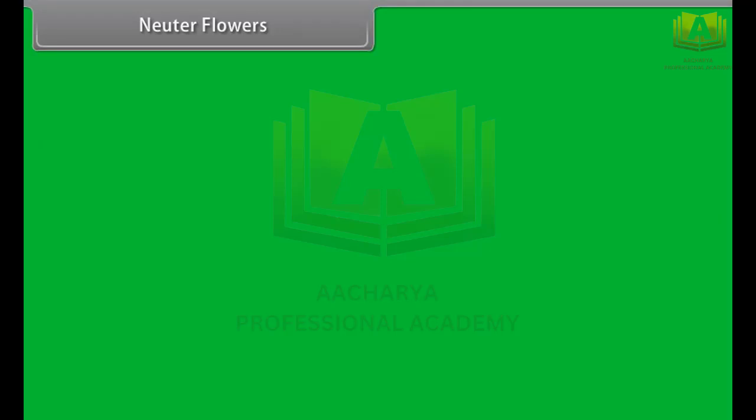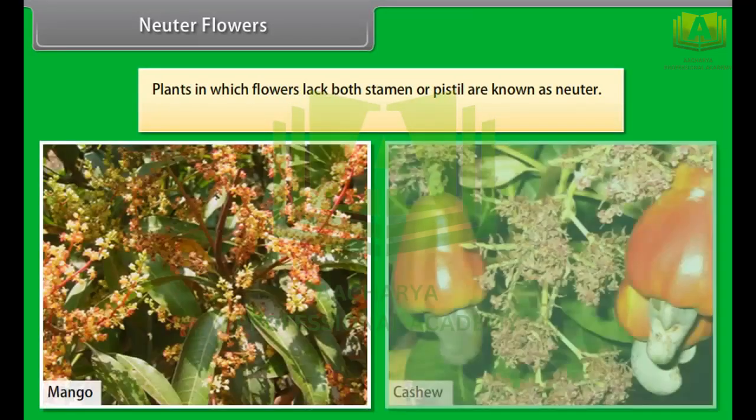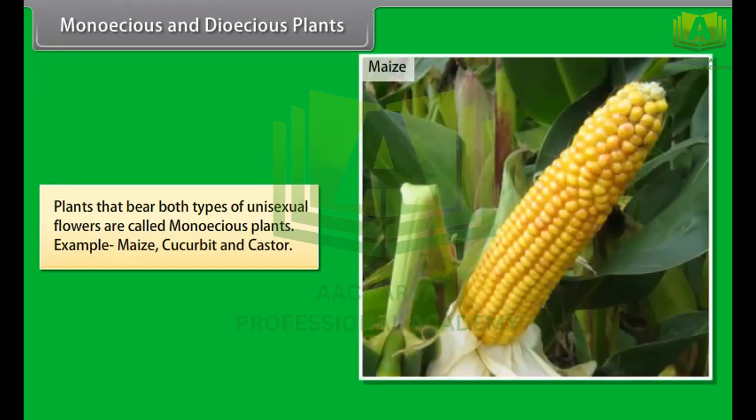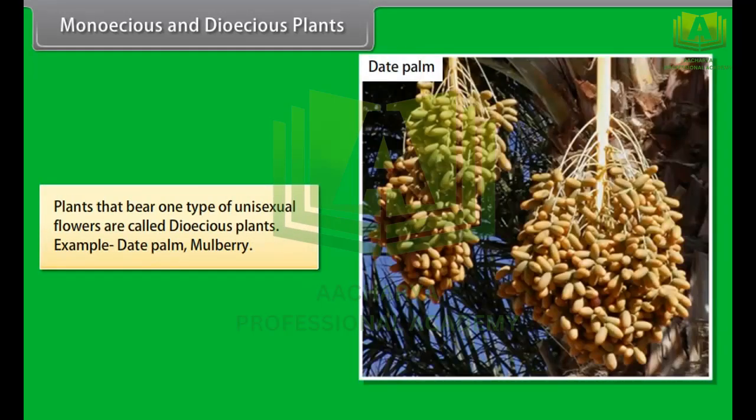Neuter flowers. Plants in which flowers lack both stamen and pistil are known as neuter. Example: mango, cashew. Monoecious and dioecious plants. Plants that bear both types of unisexual flowers are called monoecious plants. Example: maize, cucurbit and castor. Plants that bear one type of unisexual flowers are called dioecious plants.